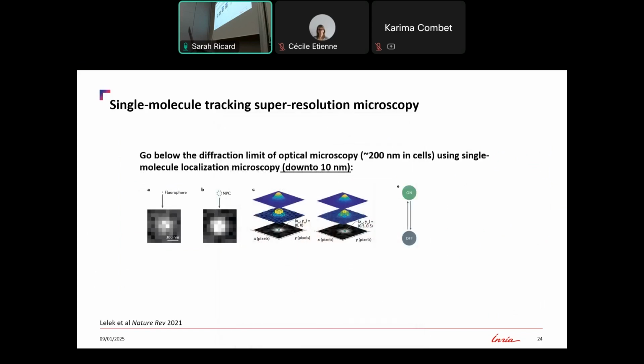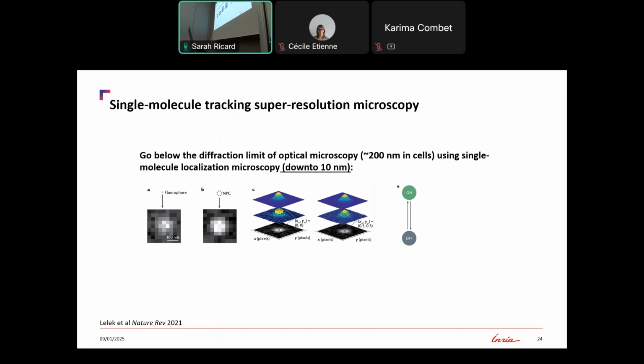In fact, of course, it's always the same. Once you know how to do it, it's easy to understand. The idea is how do you get around the problem that you are limited by the diffraction limit of optical microscopy. With optical microscopy, the diffraction limit is around 200 nanometers in cells. That means that if you have two molecules that are close to each other by less than 200 nanometers, you won't be able to distinguish them. Typically, you have an example here. You have a single fluorophore there, and what you see is the blur. This is 300 nanometers, and you don't see the single molecule.